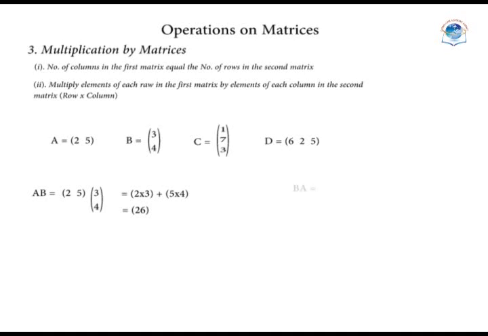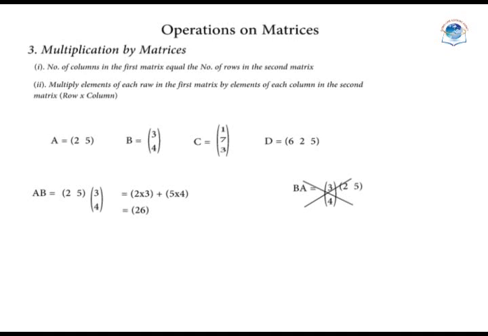Can you multiply B times A? No, you can't. B has one column and A has one row. That satisfies the first requirement. But then in multiplication of matrices, we multiply row times column and not column times row. C and D cannot be multiplied by A or B because obviously they have different number of elements.